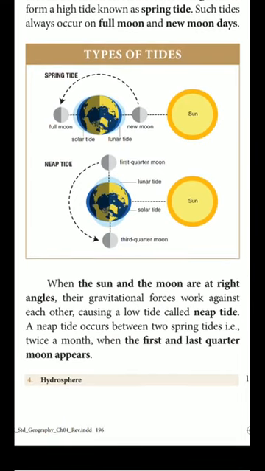What do you know about this neap tide? When the sun and the moon are at right angles, their gravitational forces work against each other, causing a low tide called neap tide. A neap tide occurs between two spring tides, that is twice a month, when the first and the last quarter moon appear. Okay, next one.